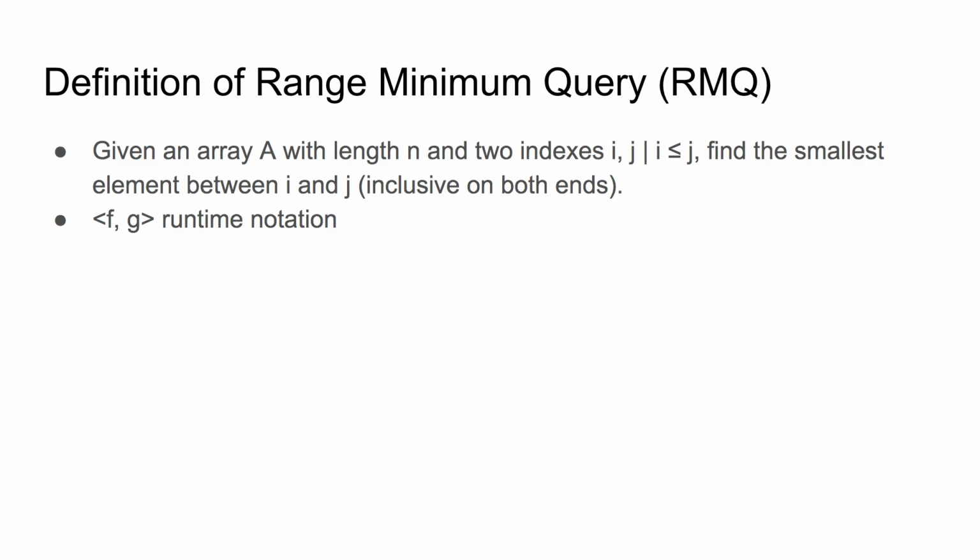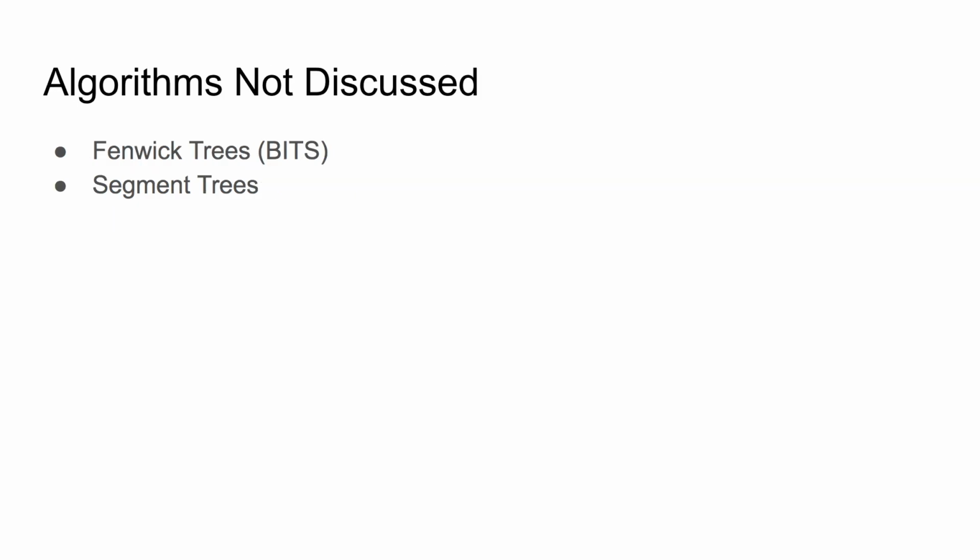The notation I'll be using for runtime is going to be f g, where f represents the big O function for the build time or the pre-processing time, and g represents the query time. Because for a range minimum query, you might have some sort of initialization or setup cost to build some sort of structure, but afterwards you also have to answer the multiple queries. So we're going to time those separately and maintain a build cost, represented by a function f, and a query cost, represented by a function g.